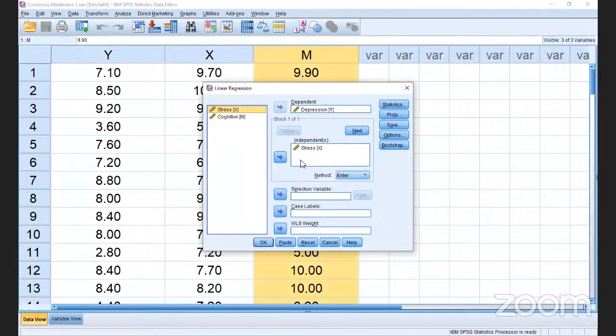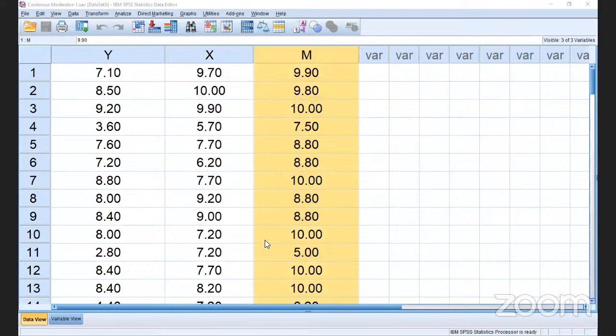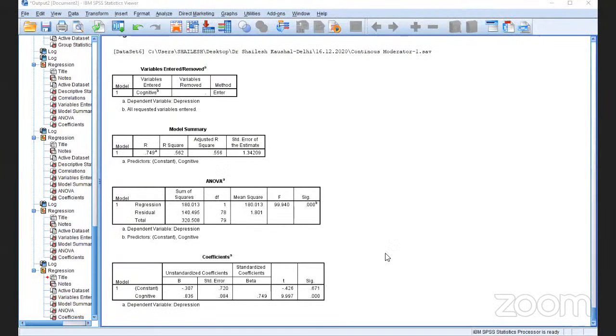Okay. Now this was the depression, dependent variable, and negative cognition, that is the independent variable. Okay, so what is the relationship between them? I am showing you the output. So the output is this, and you can see, here it is a significant relationship because the p value is less than 0.05.